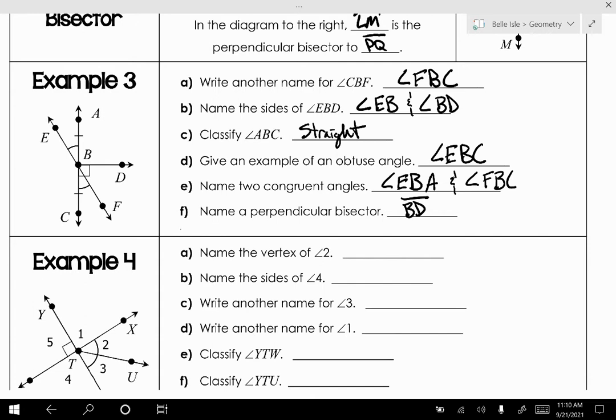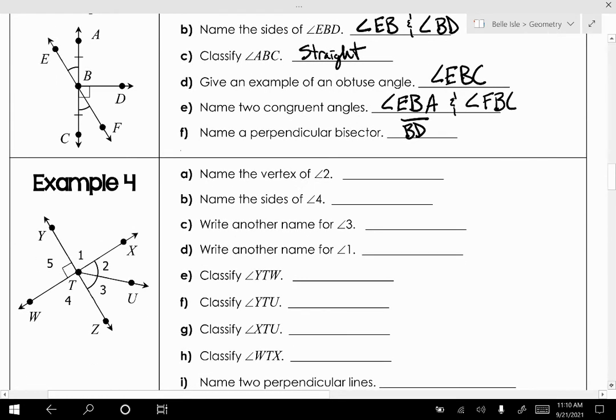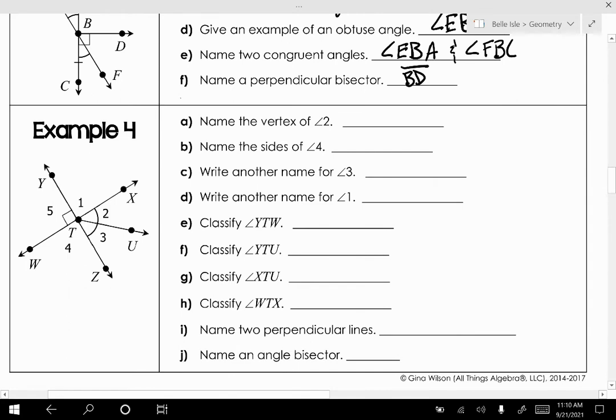Any other questions on this one before we move on? That's a good question. Not one I can answer. I would like for you to try and do example 4 on your own.